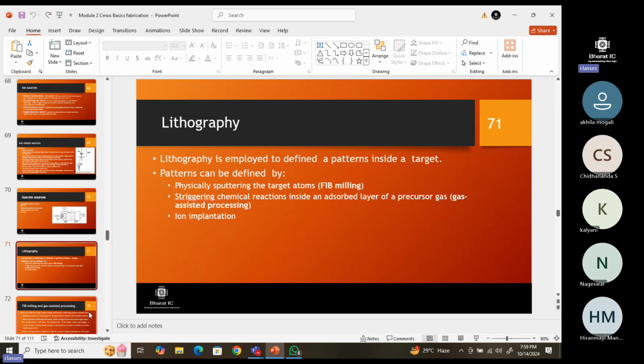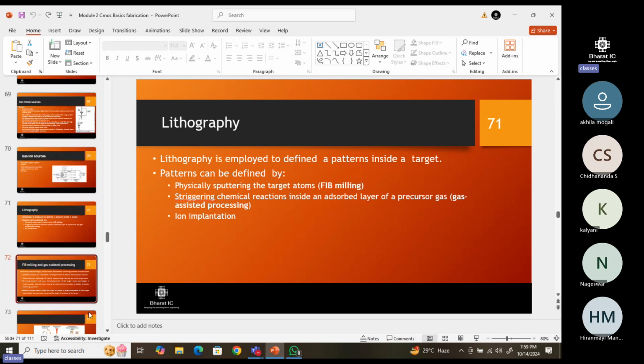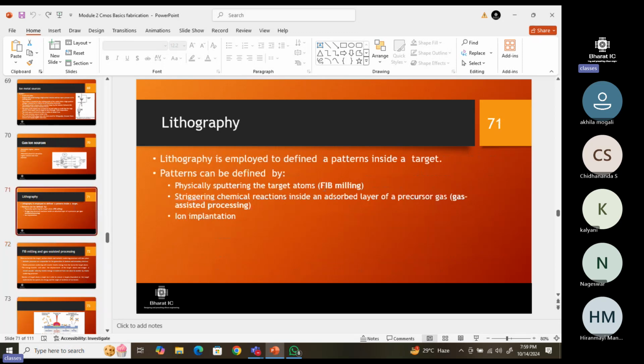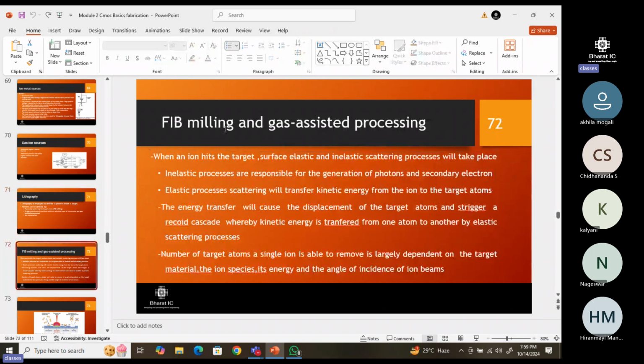So let me go to FIB milling and gas assisted processing. What is FIB milling? You have heard this term here. When an ion hits the target surface, elastic and inelastic scattering processes will take place. Inelastic processes are responsible for the generation of photons and secondary electrons.